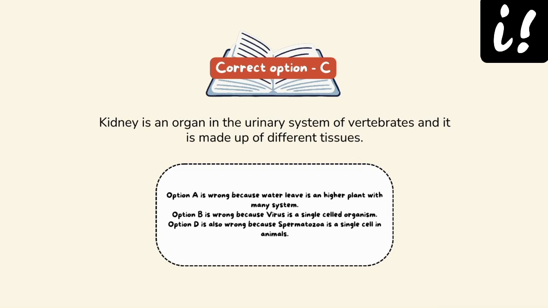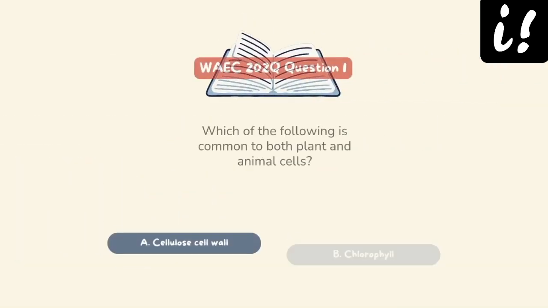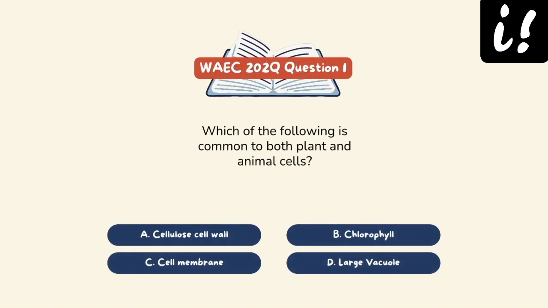Which of the following is common to both plant and animal cell? A. Cellulose cell wall, B. Chlorophyll, C. Cell membrane, D. Large vacuole. Think and pick your answer.